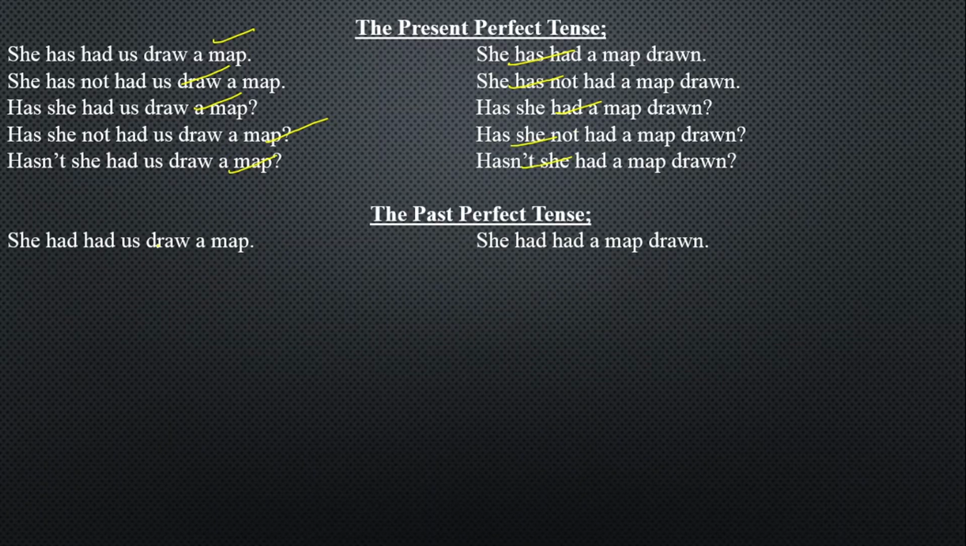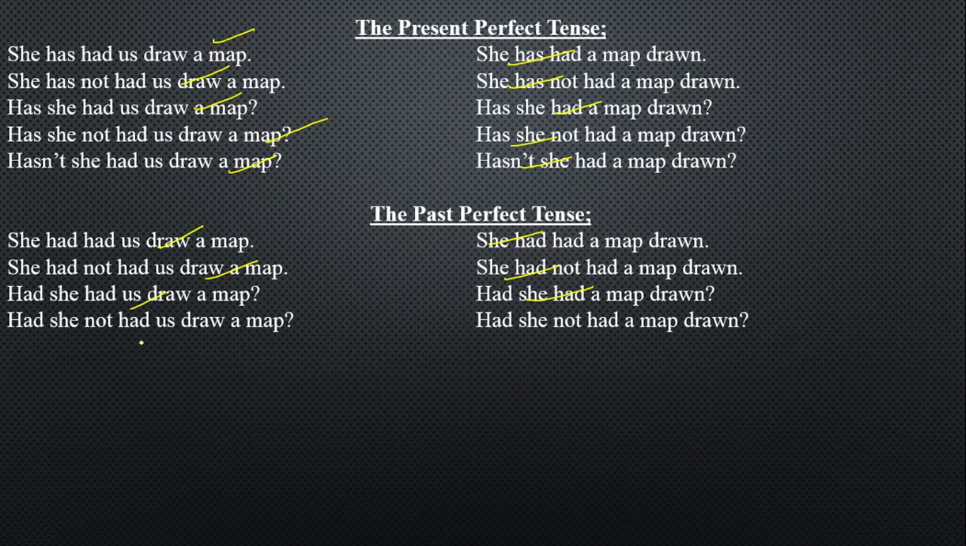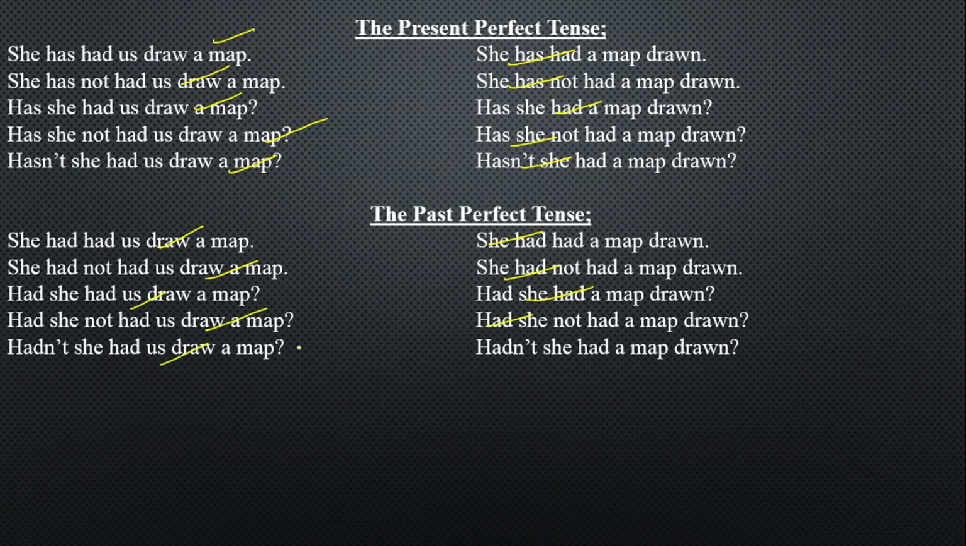She had had us draw a map. She had had a map drawn. She had not had us draw a map. She had not had a map drawn. Had she had us draw a map? Had she had a map drawn? Had she not had us draw a map? Had she not had a map drawn? Hadn't she had us draw a map? Hadn't she had a map drawn?